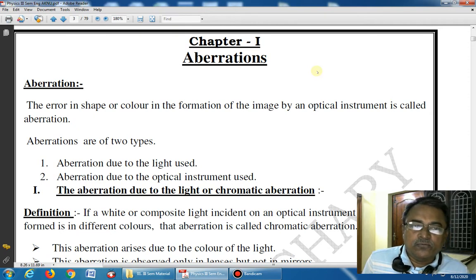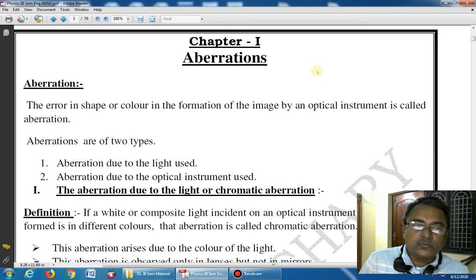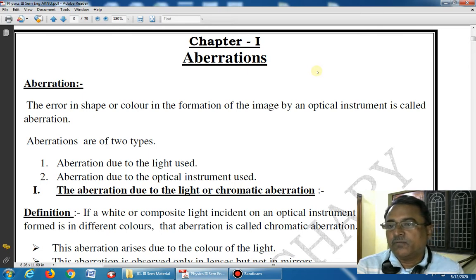Similarly, if we want to observe a small object clearly with some magnification, the instrument that is used is called a microscope. So, in general, telescopes, microscopes or any that type of instruments are called optical instruments. And coming to the definition of aberration, aberration is nothing but an error or defect.